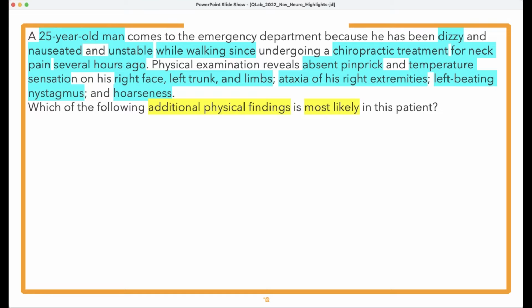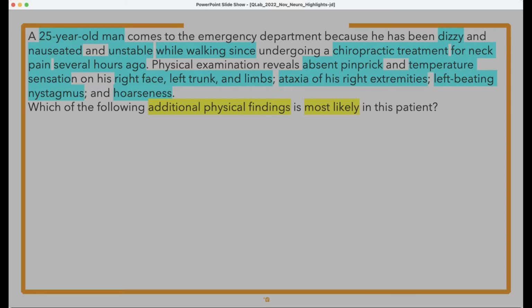So you definitely want to take note of those there. So then they are asking us an additional physical finding most likely in this patient. So I think we've got 2 steps here as well. I think 1, we've got to figure out what's going on in this patient, what's the condition, the diagnosis, and then 2, what is an additional physical exam finding we would see in that patient. So I think we've got a 2-step question here. So let's take a look at those answer choices.